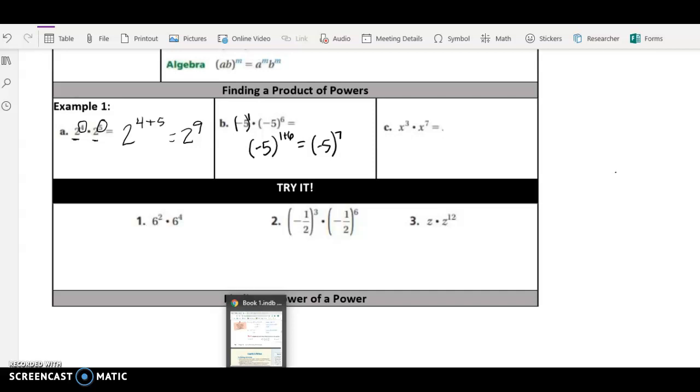All right, so then the last one, we have variables. And so the same rules still apply. The base is still the same. We still have a base of x. And then we add our exponents. And so we have 3 plus 7. And so we have x to the 10th power is our answer there.